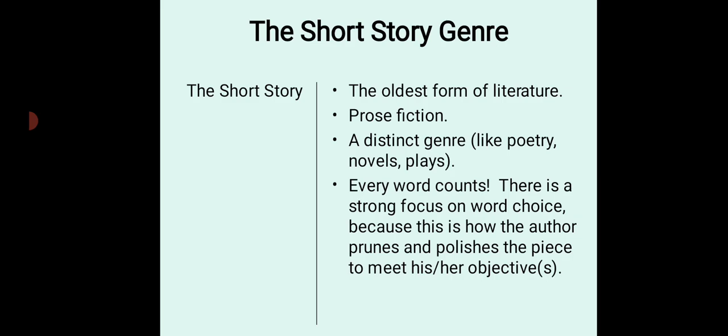The short story, the oldest form of literature, prose fiction, a distinct genre like poetry, novels, plays. Every word counts. There is a strong focus on the word choice because this is how the author prunes and polishes the piece to meet his or her objectives.